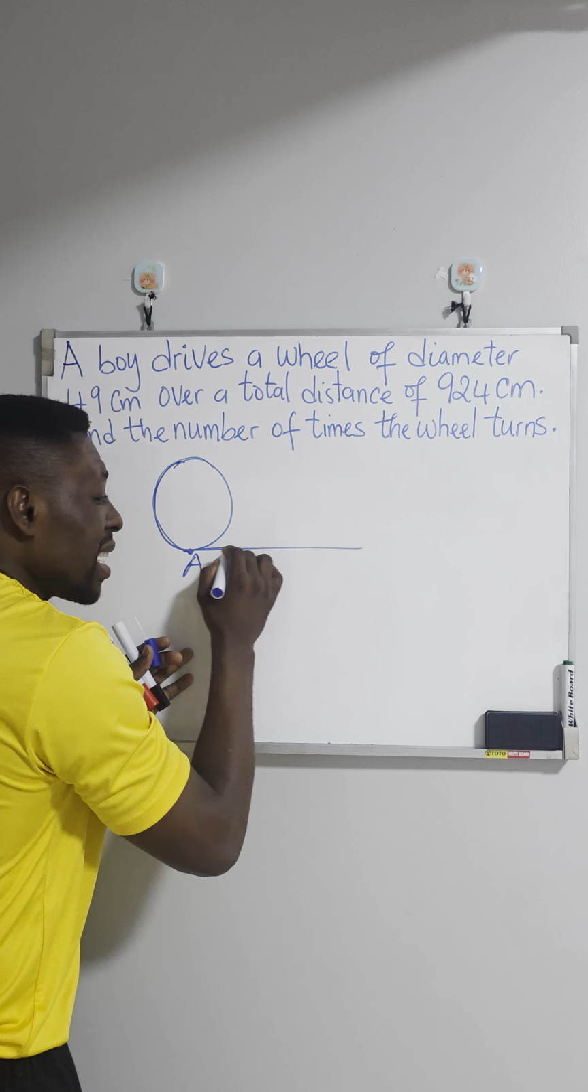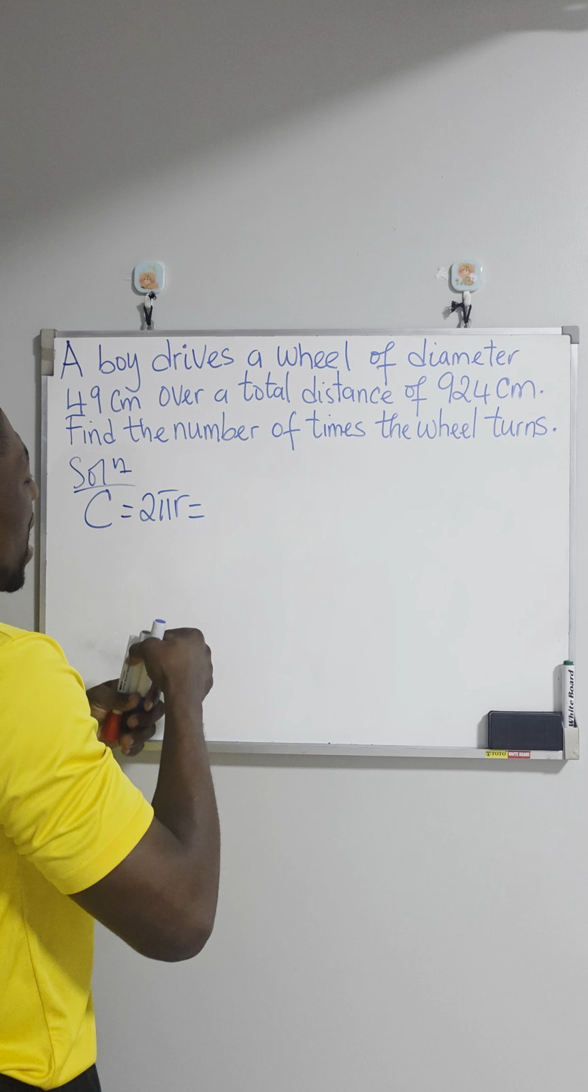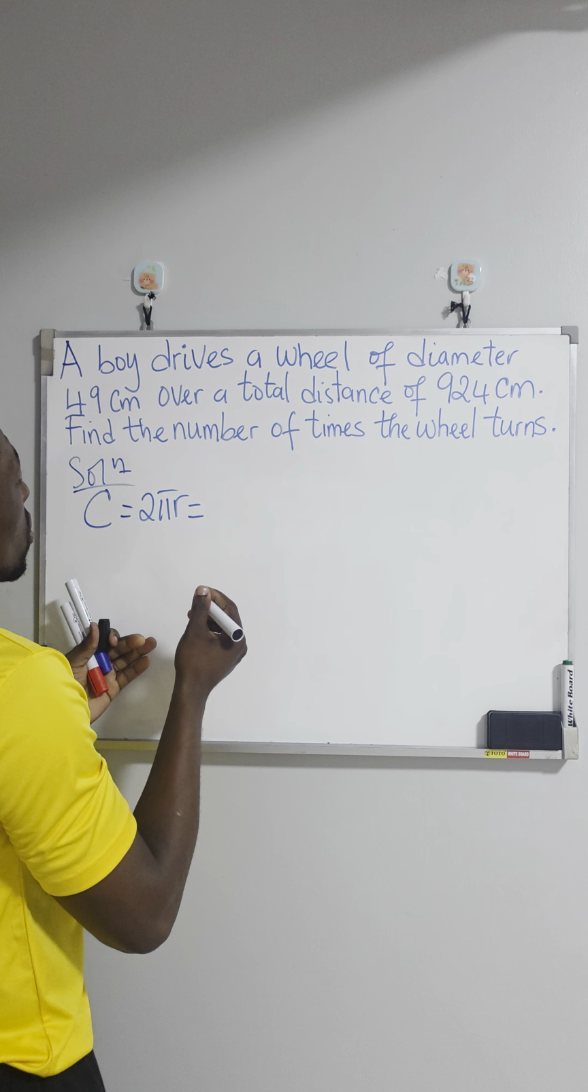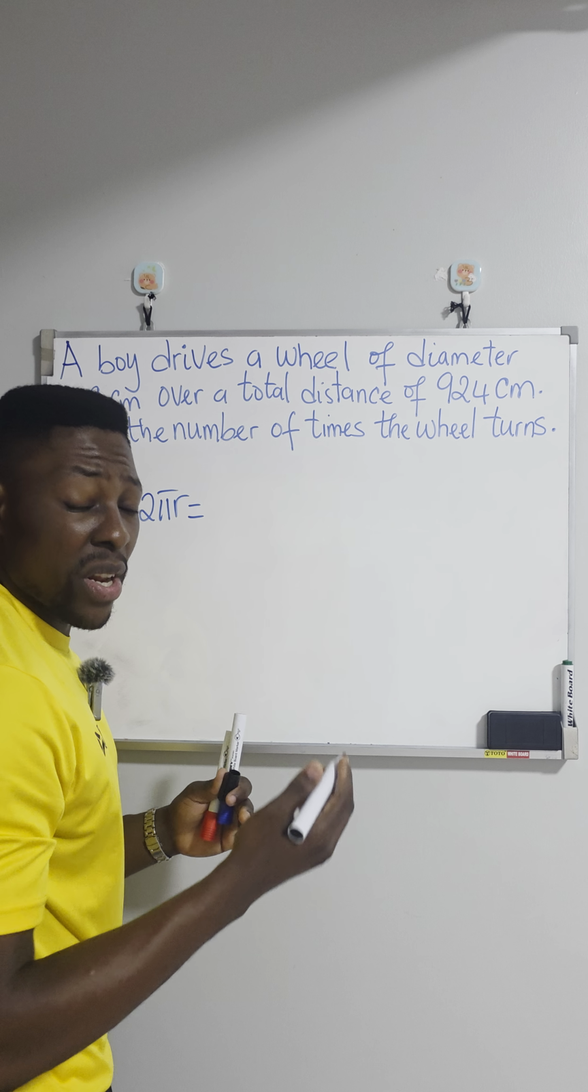So how do we proceed knowing this? Follow me, dear friends. Solution. The first step here is to find this distance around the wheel, the circumference. The circumference of the wheel is given by 2 pi r. Now we have the diameter, but we don't have the radius. Of course, the radius will be the diameter divided by 2.